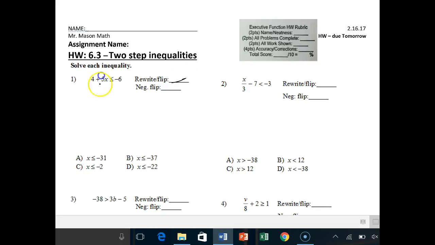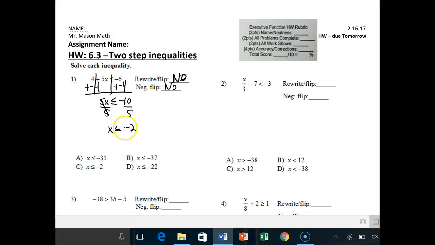So here, my variable is on the left hand side, so no. And my variable, the number attached, is positive, so no. I get a no, and that means I just go ahead and go to work. Add -4 here. That crosses off. I have 5x less than or equal to -10. Let me rewrite that so it looks better. Less than or equal to -10. Then I divide by 5, and x is less than or equal to -2.